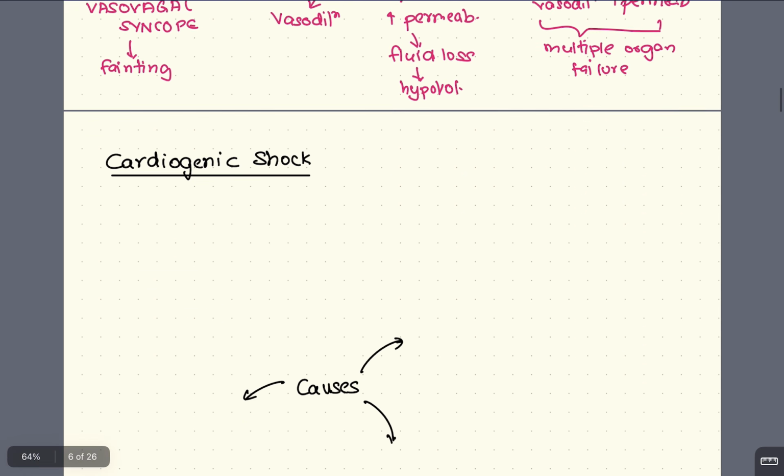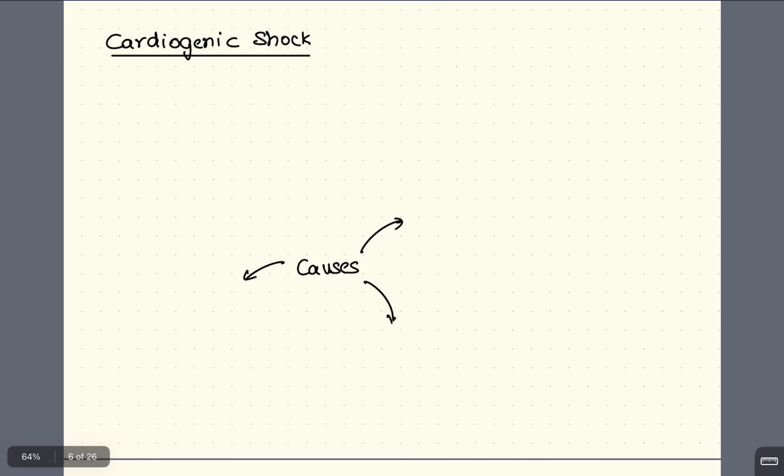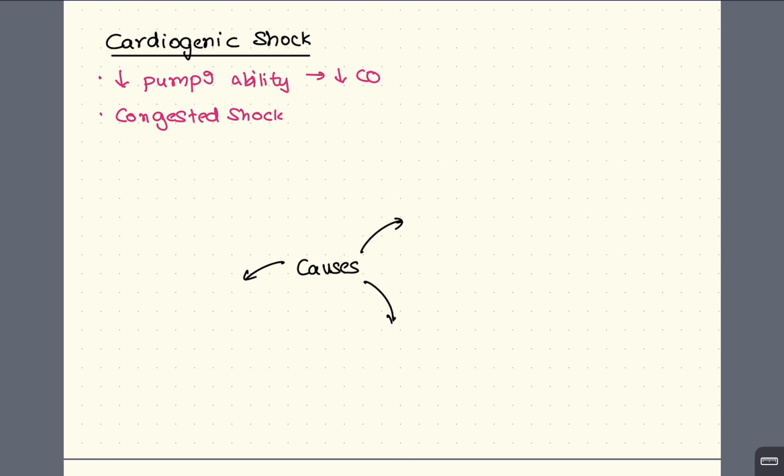Now next comes cardiogenic shock. In cardiogenic shock, cardio means something related to the heart. So there is a decrease in the pumping ability of the heart. The pumping ability of the heart is compromised, and because of this, obviously the cardiac output will decrease. Also, the blood flow to the tissues is not enough to even meet the resting demands. It is also called congested shock. Now, what are the causes? Myocardial infarction, arrhythmias, heart failure.